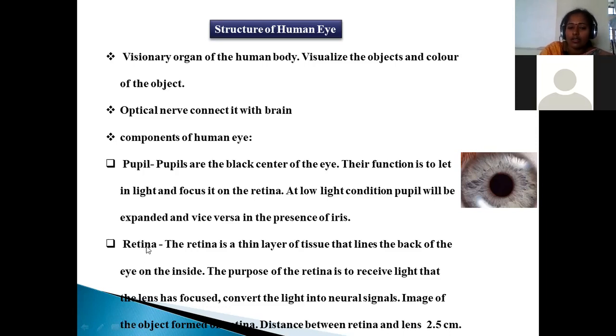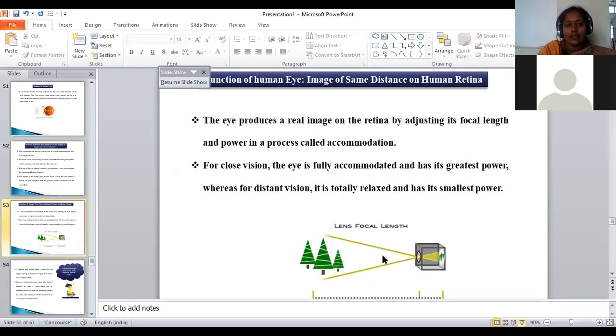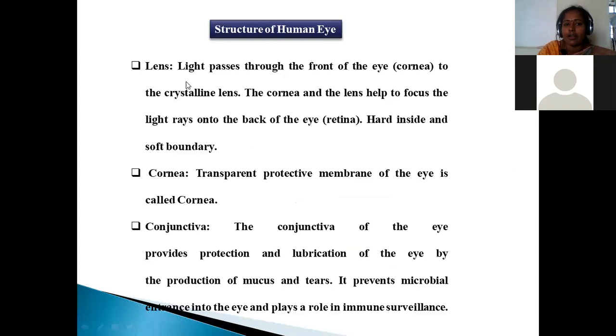From the retina to the outer cornea and the lens, the distance is fixed, that is 2.5 centimeters. And the next part is the lens. This is the most important part of the eye, where concentration of light is possible. Light will be concentrated in this lens only. Whatever object we are seeing, the lens concentrates the light. It is crystalline in nature. So the cornea and the lens focus the light, and those light rays are transmitted to the retina.